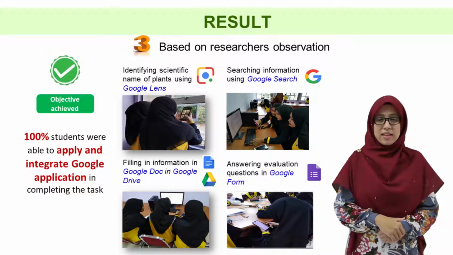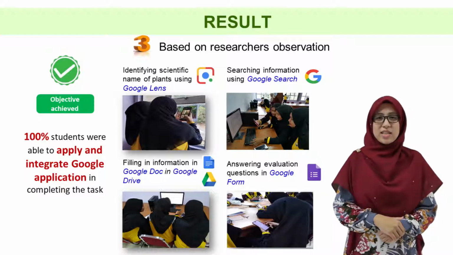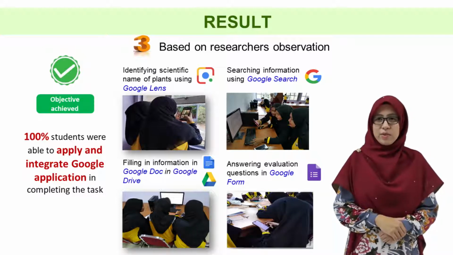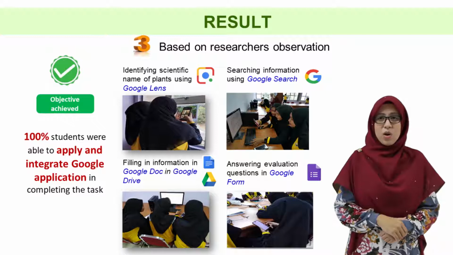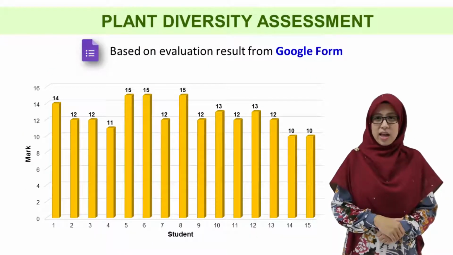The third research objective is achieved based on researchers' observations where 100% of students were able to apply and integrate Google applications in completing the task. We can see from the pictures that all students used Google applications in completing the task given to them. The last step in our activity using 5E elements is Evaluate. So, we came out with assessments about plant diversity using Google Form. The graph shows the result of the assessment.